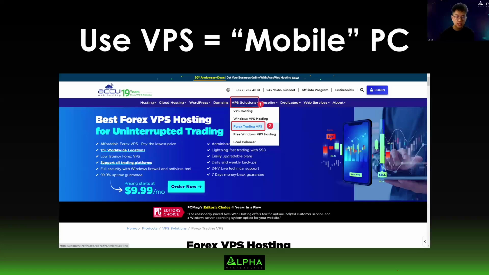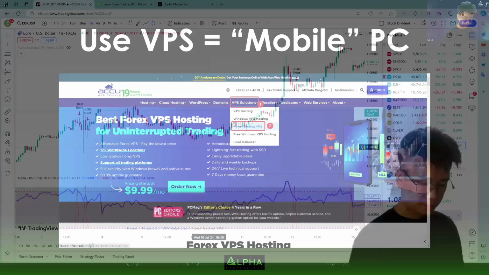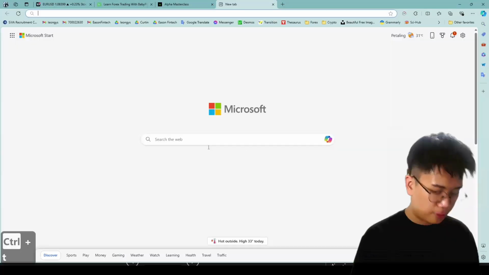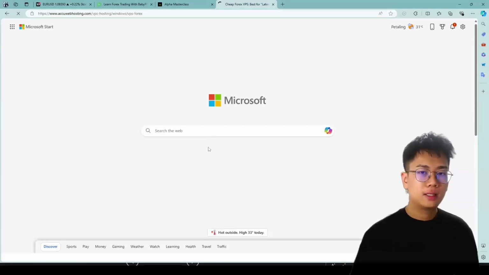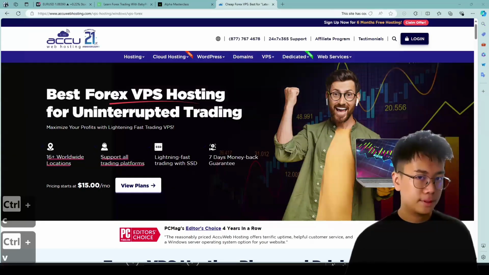Now, the next thing that I would like to talk about is VPS. I've been mentioning VPS for some time, and let's just solidify what VPS is and how it looks like. If you Google, there are a lot of VPS providers, but I will recommend AQ web hosting. You guys can save this for your reference in the future.